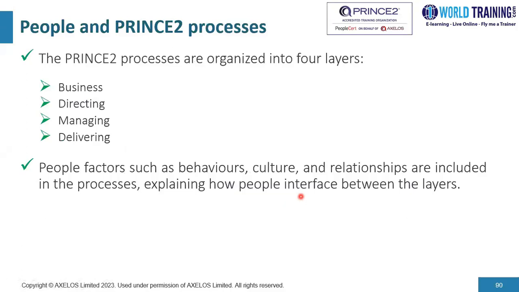Let's move on to the third element. We looked into people and PRINCE2 principles, people and PRINCE2 practices, and the last component is people and the PRINCE2 processes. PRINCE2 processes are organized into 4 layers. Up on the top is the business layer. Right underneath that is the directing layer. That's where the members of the board sit. And then right underneath that is the managing layer, where the project manager sits. And then finally, the delivering layer, where the team managers and team members sit. People factors such as behaviors, culture, and relationships are included in the processes, explaining how people interface between the layers.